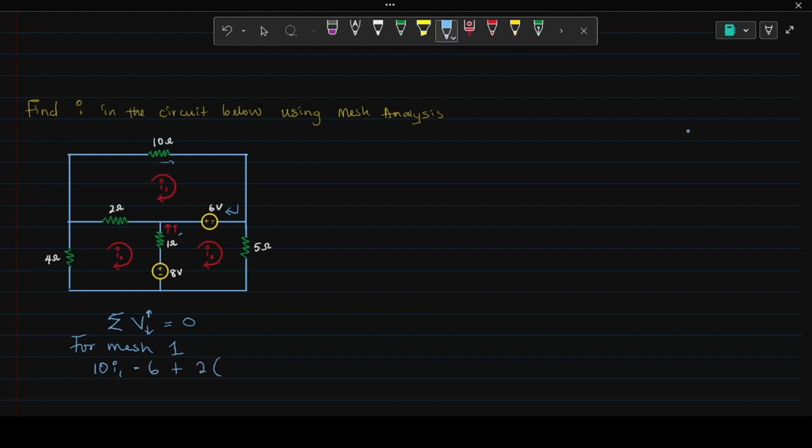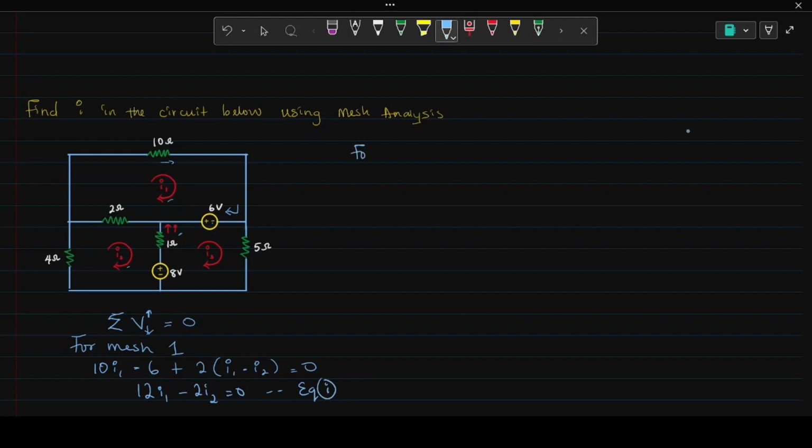Now, in this case, there are two currents passing through the 2 ohms, I1 and I2. Currently we are using I1, so we write I1 first, minus current I2, equals 0. When you simplify this, you get 12 I1 minus 2 I2 equals 0. This will be our first equation.